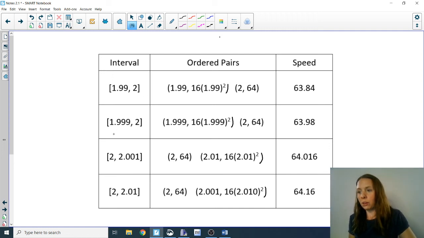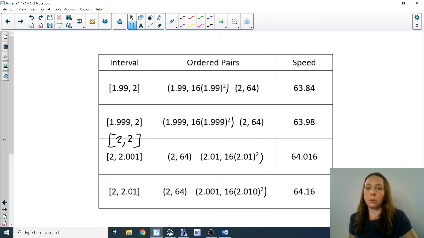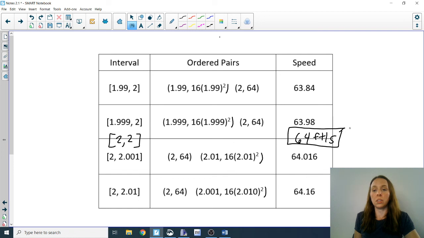The speed of the interval that we were trying to find, which remember was 2 to 2, would fall right in between these. And you could say, what is my speed really close to for each of these calculations? It's close to 64. And so that is what we are going to take as our answer to example 9. What is the instantaneous speed when time is 2, or what is the speed at the instant t equals 2? It is 64 feet per second.